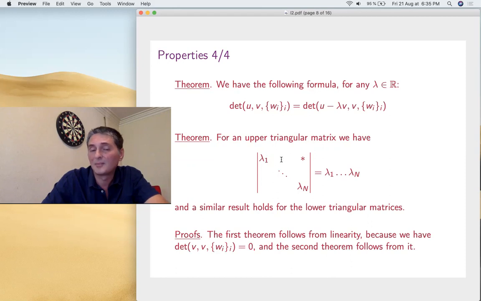Now, once you have this, you can use this kind of trick for an upper triangular matrix. So remember, for a diagonal matrix it is the product of eigenvalues. That's a generalization of this. For an upper triangular matrix it is the product of the diagonal. And same, of course, for the lower triangular ones. So this follows from this. You can reduce this matrix to a diagonal one.